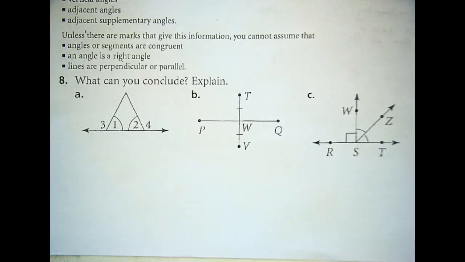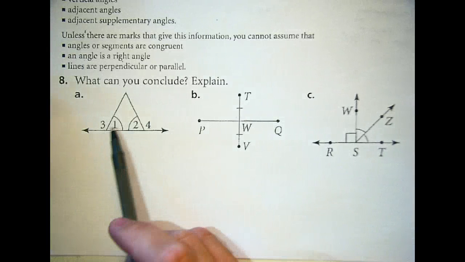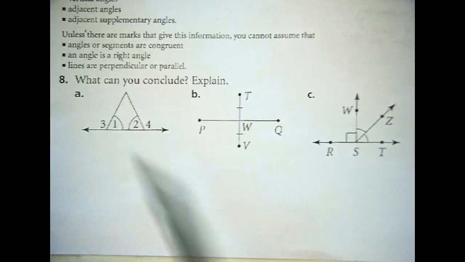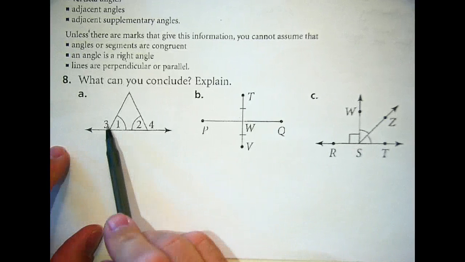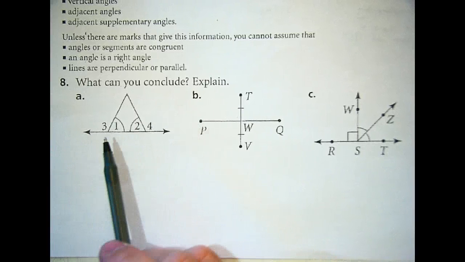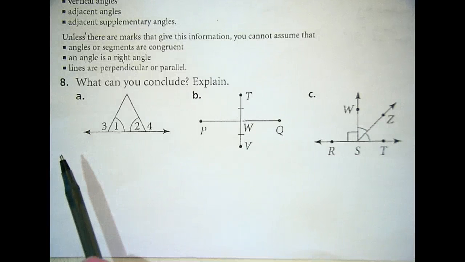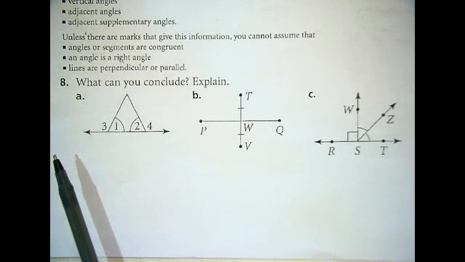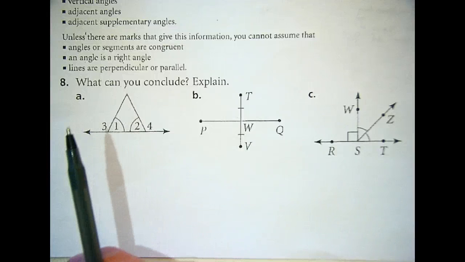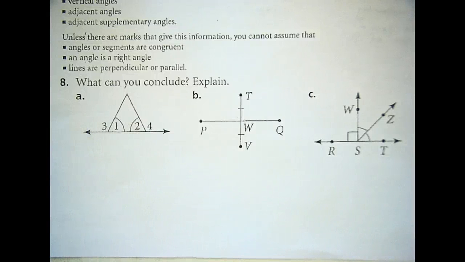So, letter A, what can we conclude? Cameron, what do you got? Angles 3 and 1 are supplementary. How come? James, how come these are supplementary? And how do you know that? Because they make a straight line. Very good. Guys, I need participation. If there isn't participation, I just have to call on you.